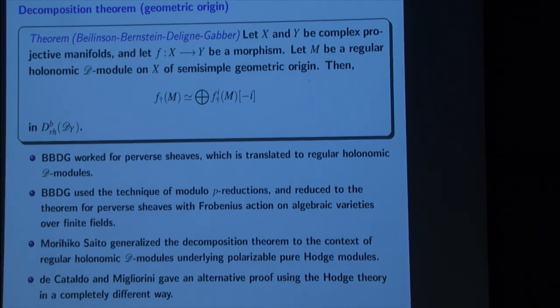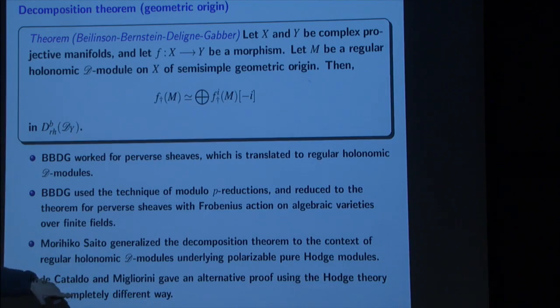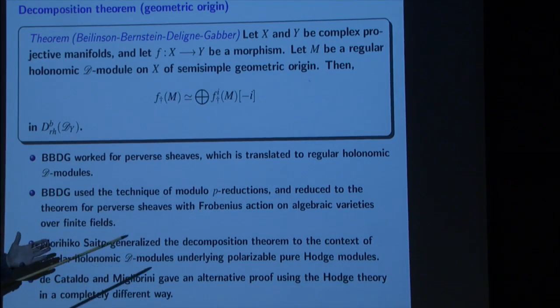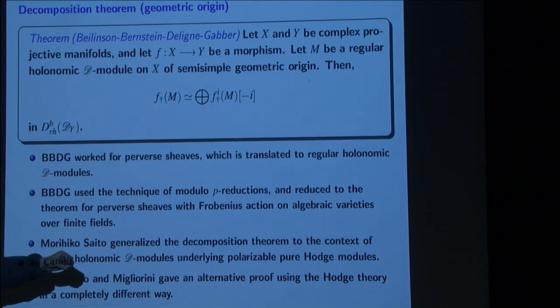Did you say what semisimple geometric origin meant? Yeah. So if I understand correctly, we have a subclass of geometric origins. Geometric origin means we obtain some holonomic D-modules from the structure sheaf of complex algebraic manifolds, applying the six operations. So that is geometric origin. And semisimple means a semisimple object in the full subcategory of geometric origin, if I understand it correctly.